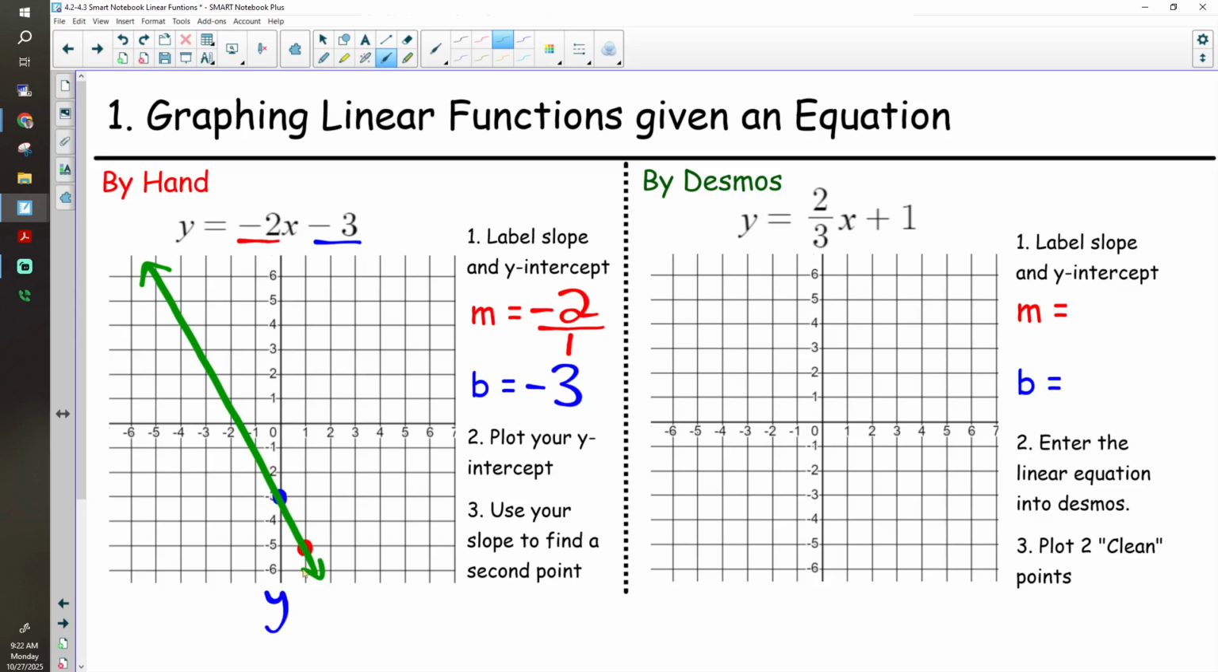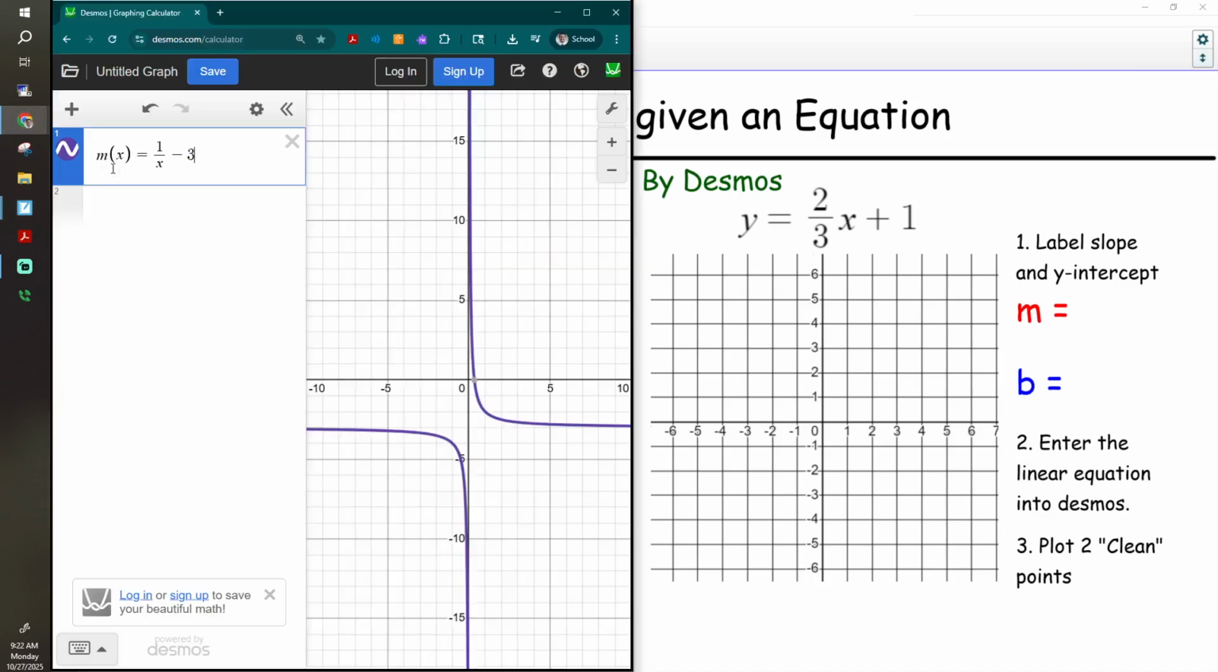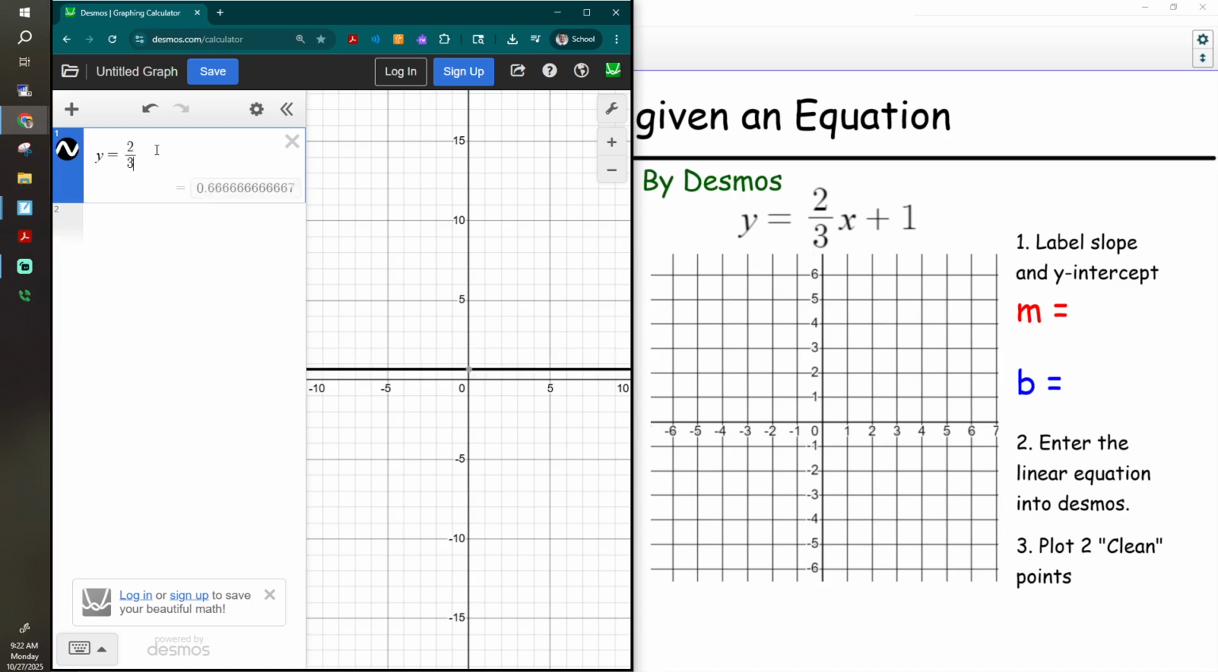Now, if you were to forget these 2 steps, we do always have Desmos to help us out. Takes a little longer because we have to plug things in, but we can do it. So, I'm going to open up Desmos. And I'm going to start by typing in my graph, and Desmos is going to do the work for us. So we're going to type it in. Y equals 2/3 x plus 1. And here my graph pops up.